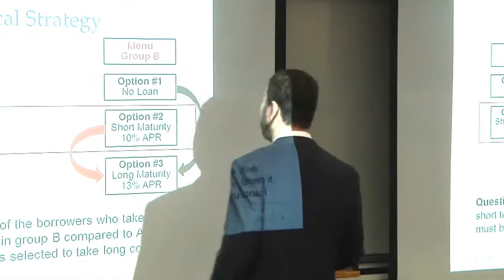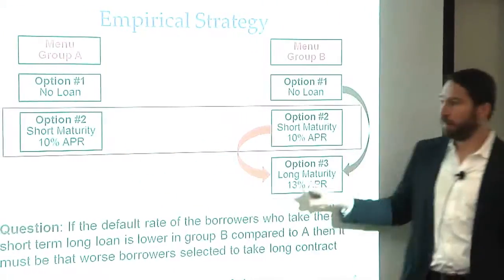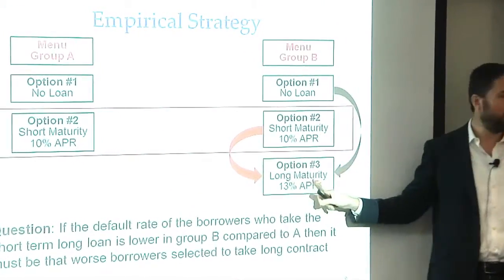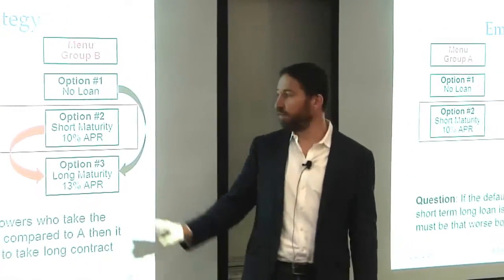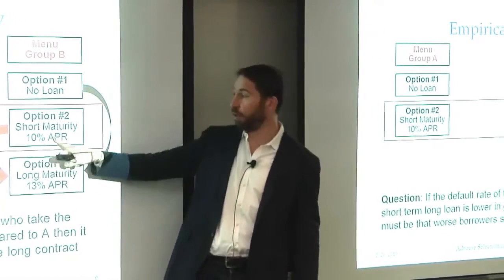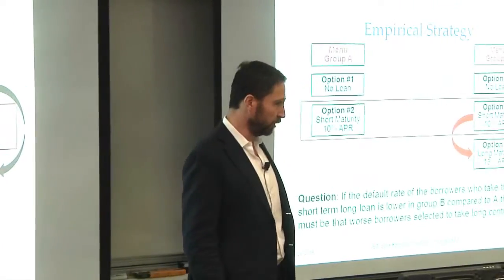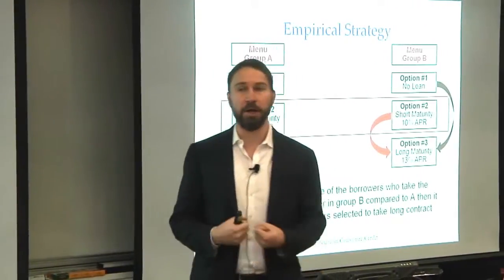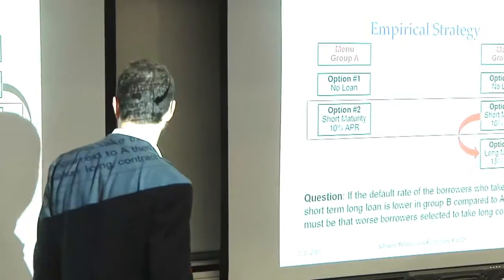So if the default rate in this group is lower than it is over here, then it must be that the worst quality borrowers took the long-term loan. Or alternatively, if the default rate here goes up, then it must be that the best quality borrowers migrated to the long-term loan. Okay, so that's the way we're going to break this problem. We're going to study purely selection by holding the contract choice fixed.